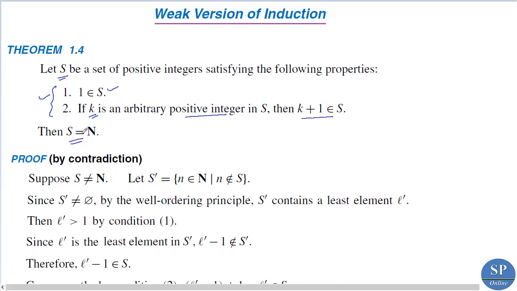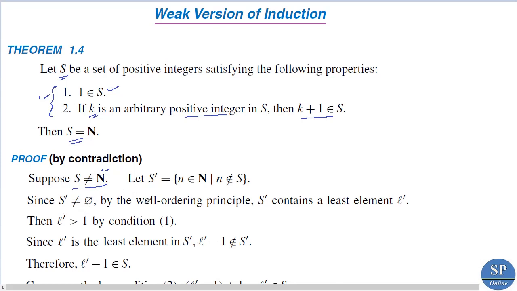Here we have to show that S is equal to N if S satisfies these two conditions. If possible, suppose that S is not equal to the set of all natural numbers, and let S dash be equal to the set of all n belongs to N such that n does not belong to S. We know since S is not equal to N, we can find at least one element in N which does not belong to S. Let the set of all such elements be S dash. Therefore, S dash is not empty because we can see at least one element in S dash, because S is not equal to N.